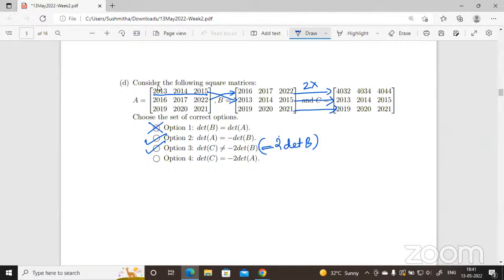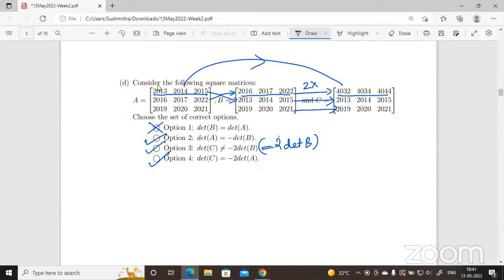Ma'am, could you repeat the last thing? How is the determinant of C equal to 2 times the determinant of B? Because the first row of B is multiplied by 2 to get the first row of C. So the negative would not be there. It's not equal to -2 times, it's in fact equal to 2 times. Had the rows been interchanged and then doubled, then it would have been a negative sign. From A to C, it's -2 times, right? Det of C should be equal to -2 det of A, as mentioned in the D option.